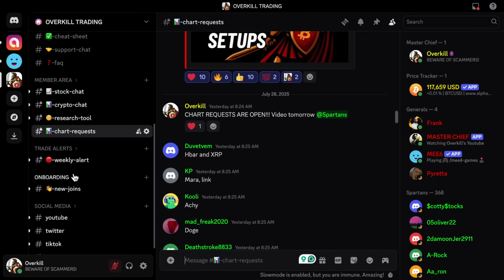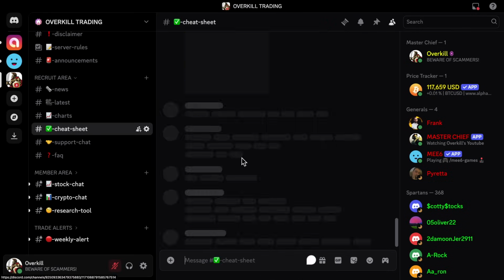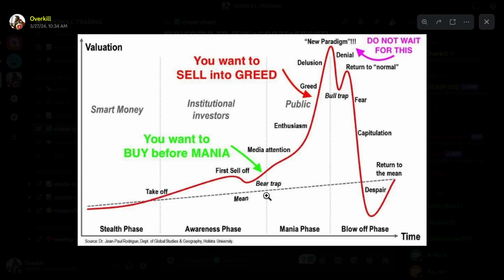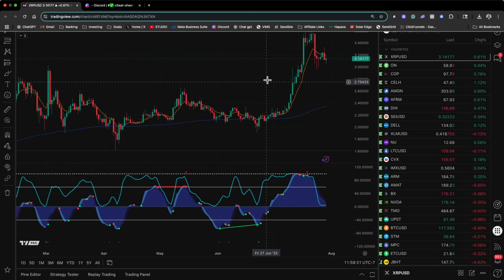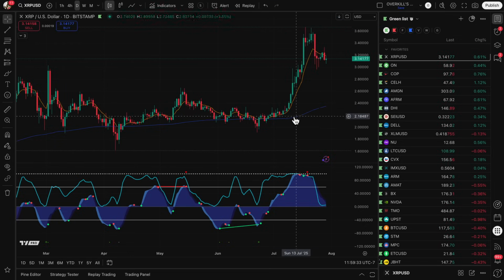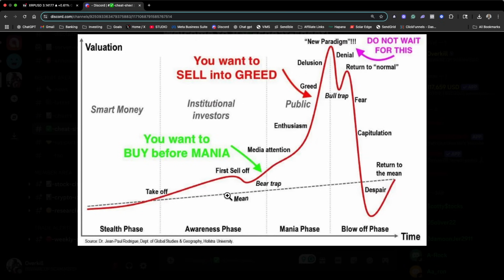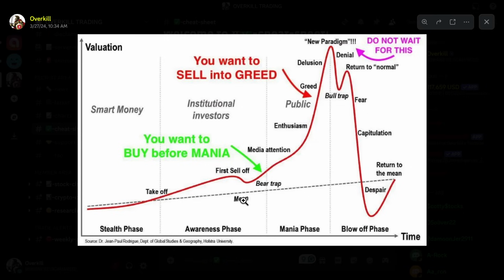So right now, if you come over here to something we call the cheat sheet, the mean is the average. So we use a 6-month moving average here. That's that one right there, that blue line. So when price pulls back into that, typically what that tells you is that you're getting it at the average, which tells you you're getting it at a fair price. When price is way up off of that average, it's not a good time to buy.